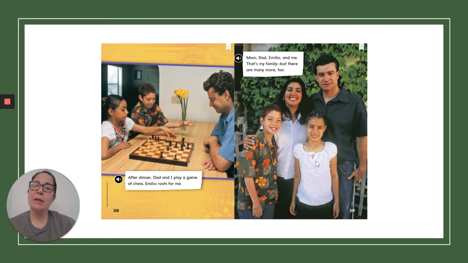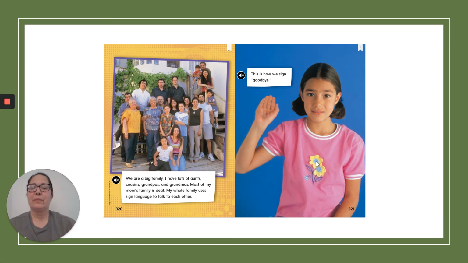Mom, Dad, Emilio, and me. That's my family. But there are many more too. We are a big family. I have lots of aunts, cousins, grandpas, grandmas. Most of my mom's family is deaf. My whole family uses sign language to talk to each other. This is how we sign goodbye.